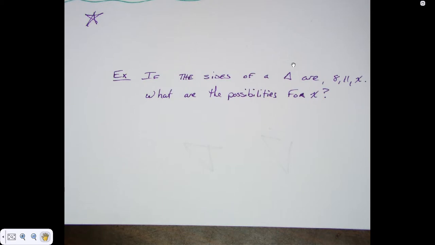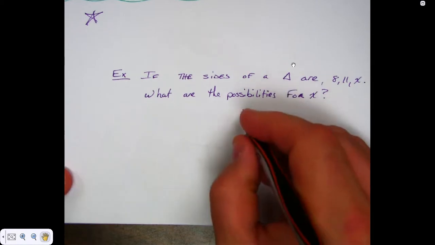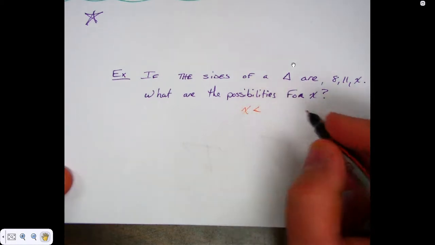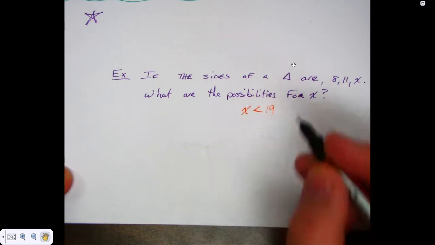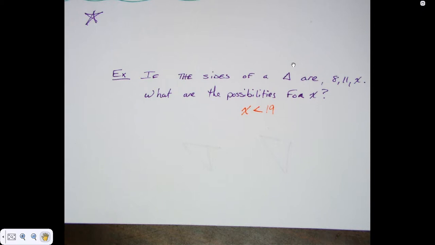What it might have to be. What do we know about the third side? It has to be less than the other two sides combined, right. So what do we know about x? We know that x has got to be less than what? 19? So my question to you is, is that the only thing? Do you think that there are numbers less than 19 that wouldn't work? And if so, tell me one.